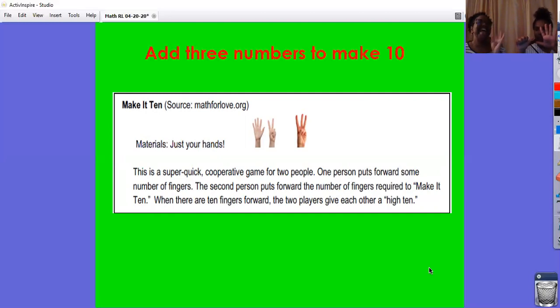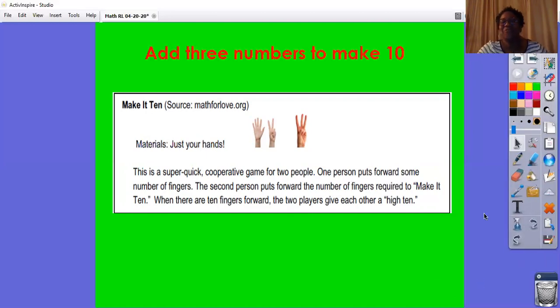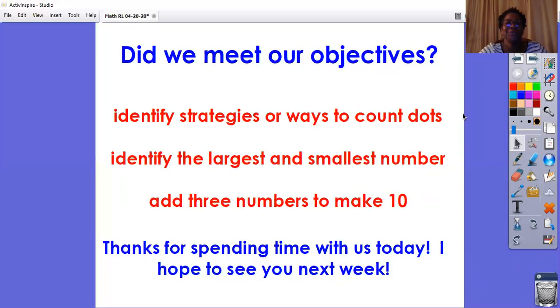Great. Now, I want you to try that at home with a partner. Make it 10. Oh, I forgot. We made it 10. So we've got to give each other a high 10. All right, let's do that because we did it twice. Let's do another high 10. Oh, all right. Thank you. Thank you, Trinity. All right, let's move on to the last page.